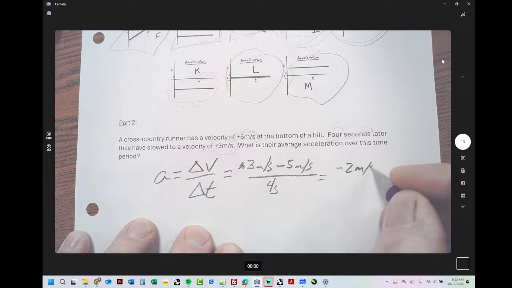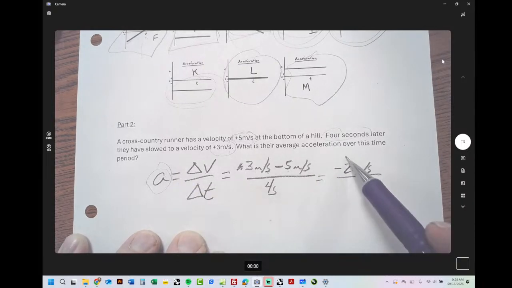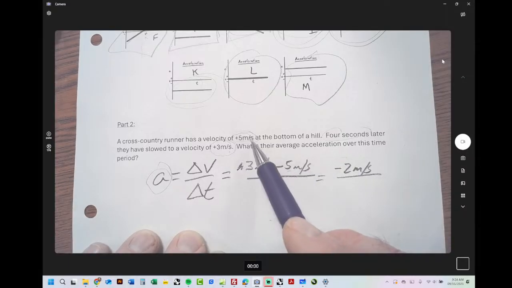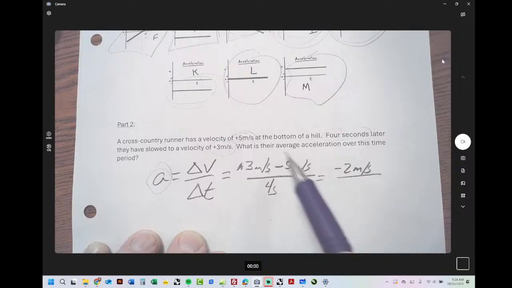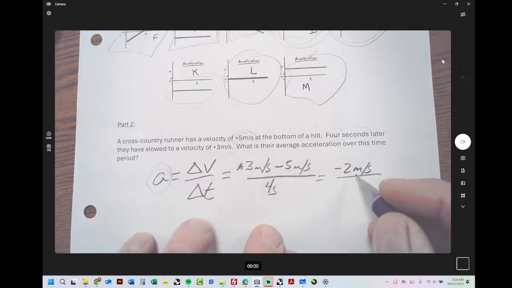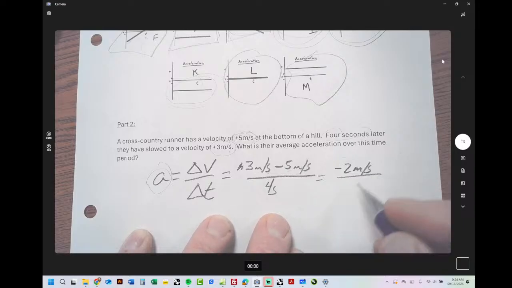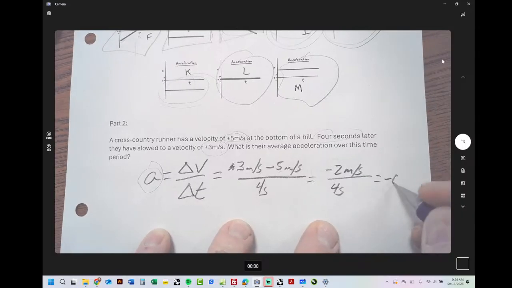-2. So the acceleration is a vector. We need to make sure if it's to the right or to the left, we acknowledge that. So this person's running to the right, but their acceleration is actually to the left. It's going to be a negative acceleration. That's what's slowing them down. And it's probably the gravity of the hill causing that acceleration, or maybe just a choice. Anyway, this is 4 seconds, and this comes out to -1/2 or -0.5 meters per second squared.